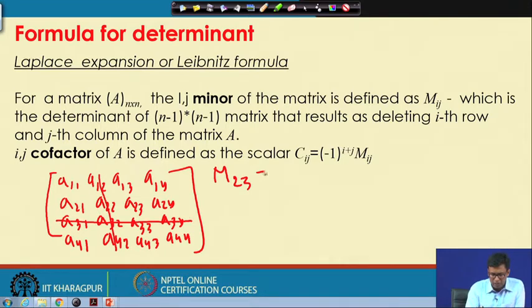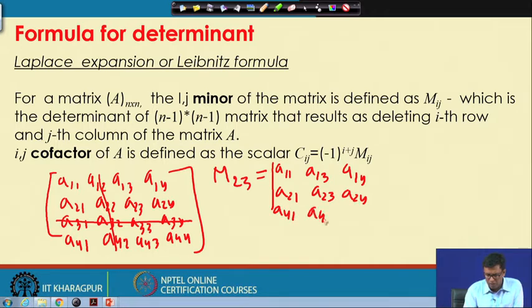So, whatever is left, its determinant will be called the minor, which is A11, A13, A14, A21, A23, A24, A41, A43, A44. This will be called the 2 3 minor of the matrix, and this has a size 3 into 3, whether the minor determinant is of a 3 into 3 matrix or the original matrix was 4 into 4.